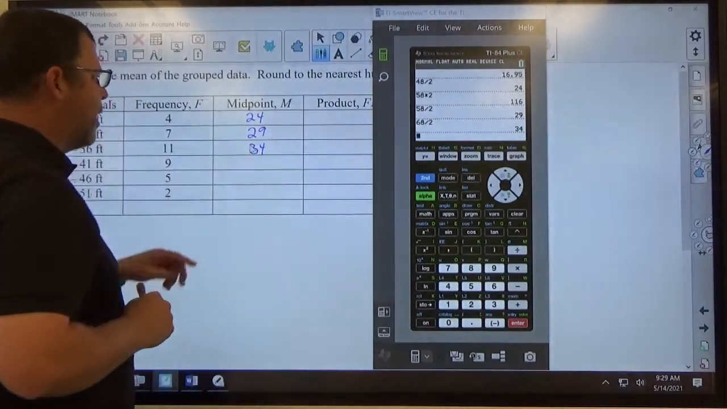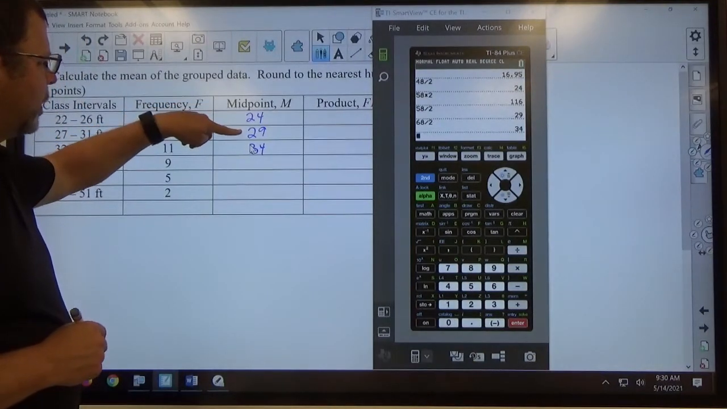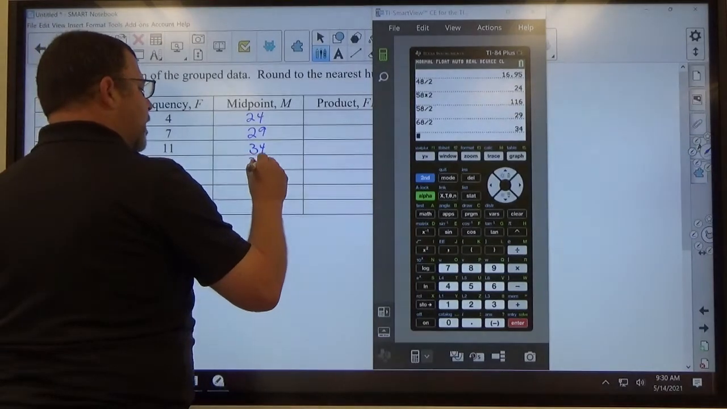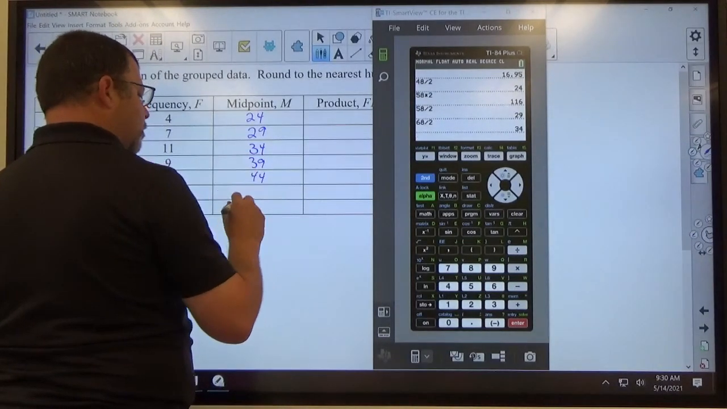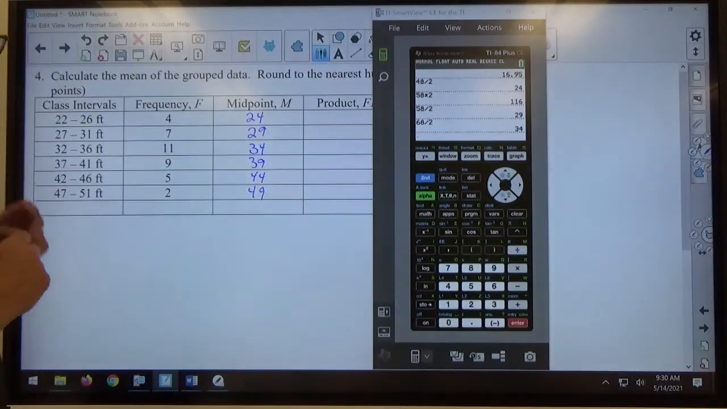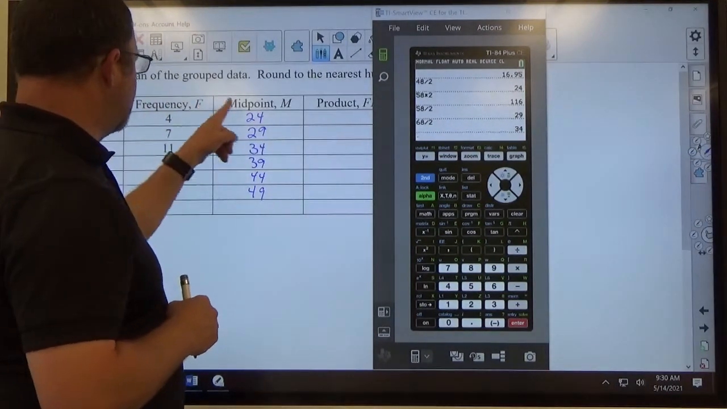Again, I'm expecting a pattern here. 24 plus 5 is 29. 29 plus 5 is 34. 34 plus 5 is 39. 39 plus 5 is 44. 44 plus 5 is 49. Those are my midpoints. The products are just the frequency times the midpoint.